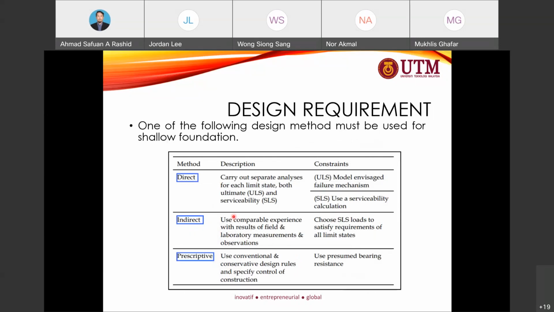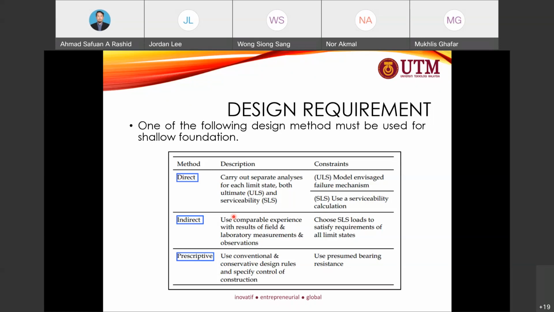So design requirement: one of the following design methods must be used for shallow foundations. The first one is direct, which carries out separate analysis for each limit state, both ultimate and serviceability. Indirect uses comparable experience with results of field and laboratory measurements and observations. Prescriptive uses conventional and conservative design rules and specifies control of construction.